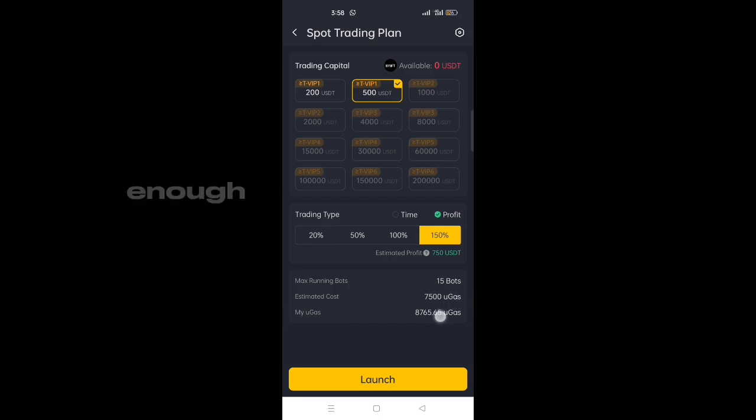If you do not have enough gas for the bot to run the trades, you have to top up the gas for the bot to automatically run the trades for you. After you have set the time and the profit percentage, the next thing to do is to launch the bot so that the bot can start running the trade for you in your crypto exchange automatically.